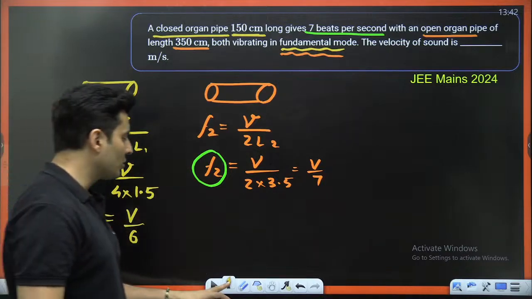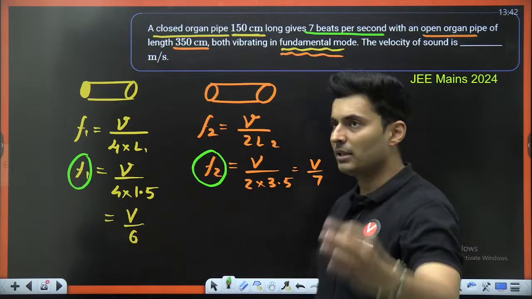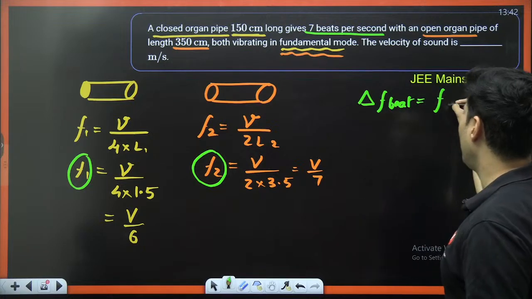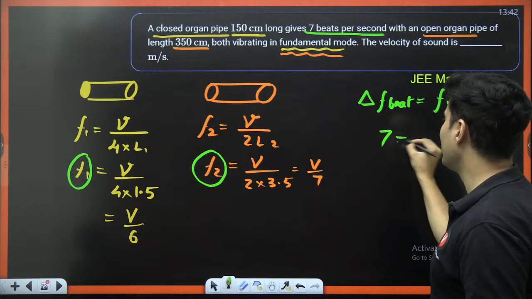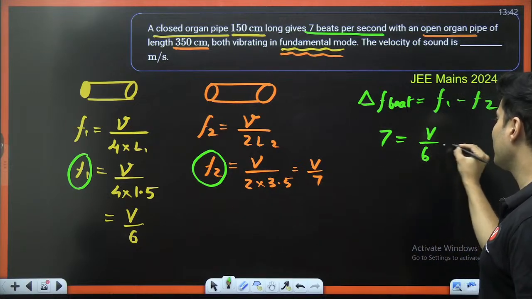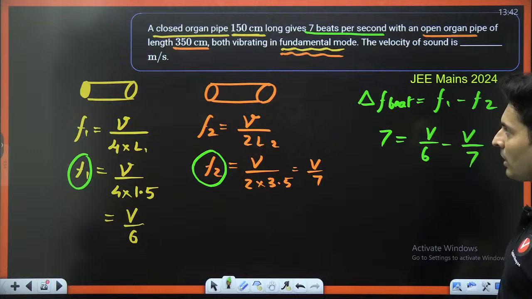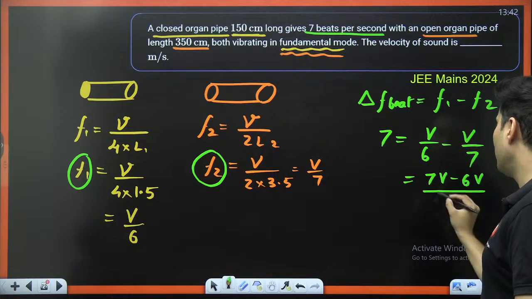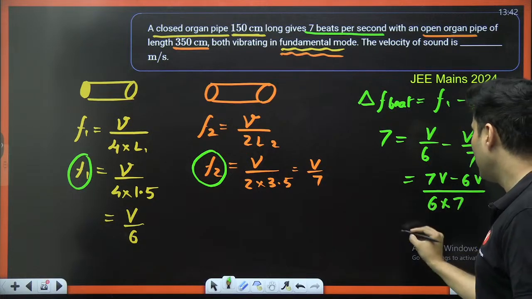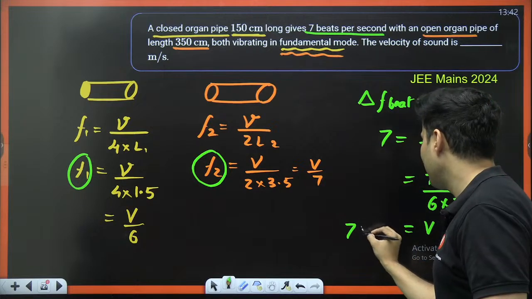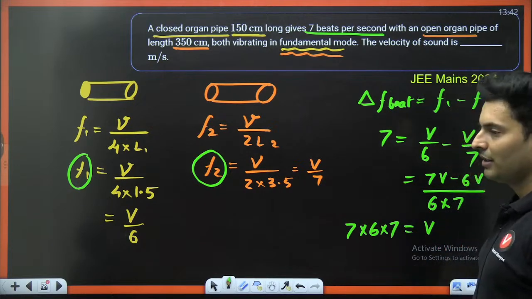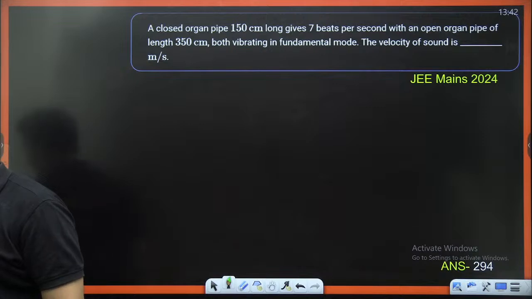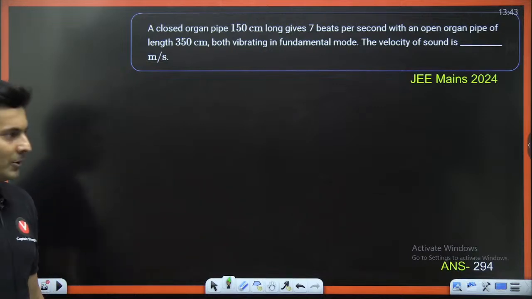So I just have to subtract these two, and I'll get the beat frequency as 7 hertz. So the beat frequency is F1 minus F2, which is given to be 7. So this 7 will be V by 6 minus V by 7. Correct? Everybody with me? This becomes 7V minus 6V divided by 6 into 7. Therefore, V is equal to 7 multiplied by 6 multiplied by 7. 7 6s are 42, into 7. Do the maths. The answer should be 294. Yes, just check this out.